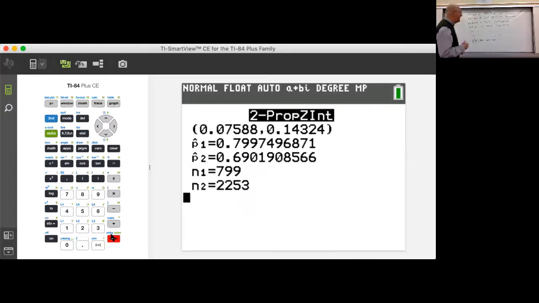And so we've got, and I'm just going to write this down, and then we'll go back to the screen. So we've got 0.0758, and we've got 0.1432. Okay. Isn't that pretty cool? So there's your two percentages, by the way. 80 for the teenagers, 69 for the adults, and there's your two ends.